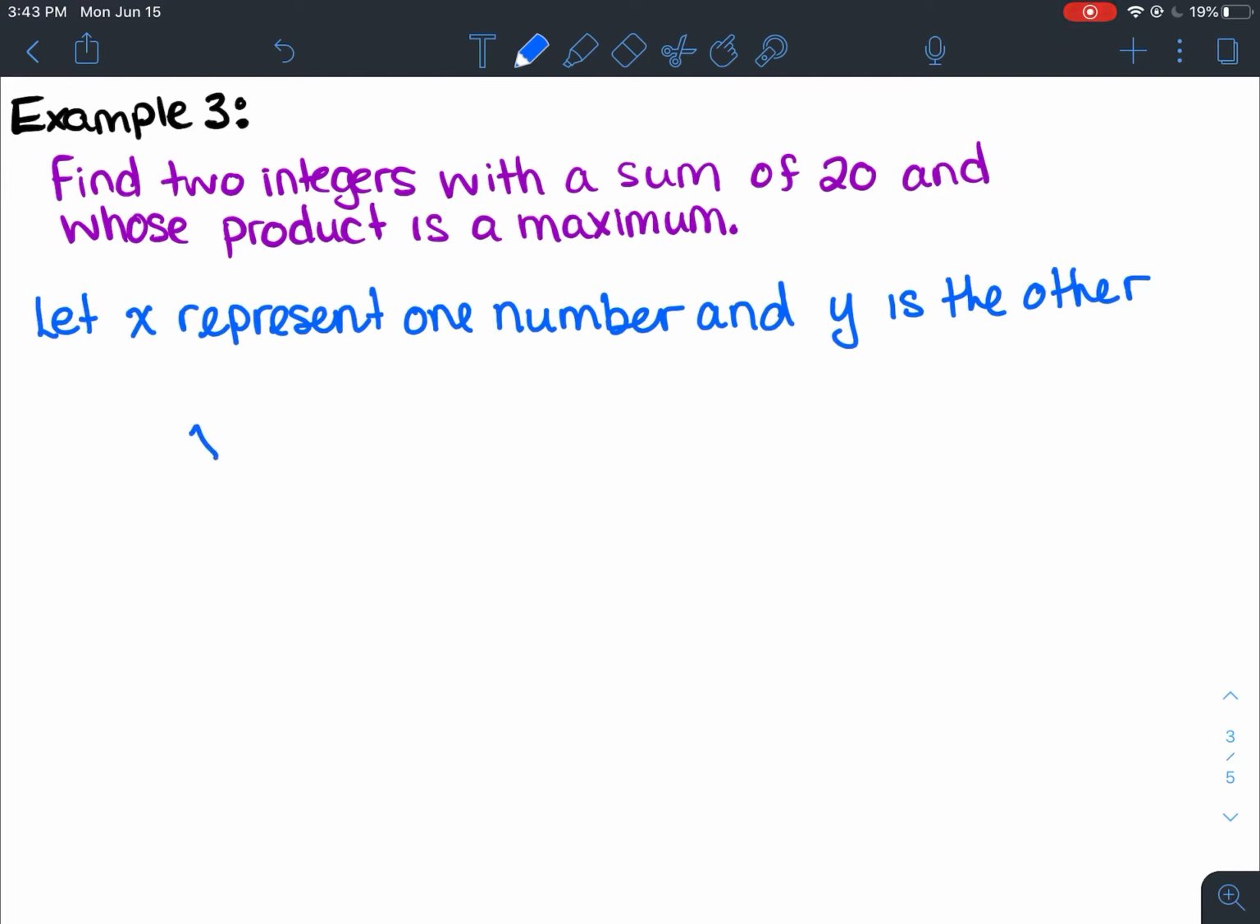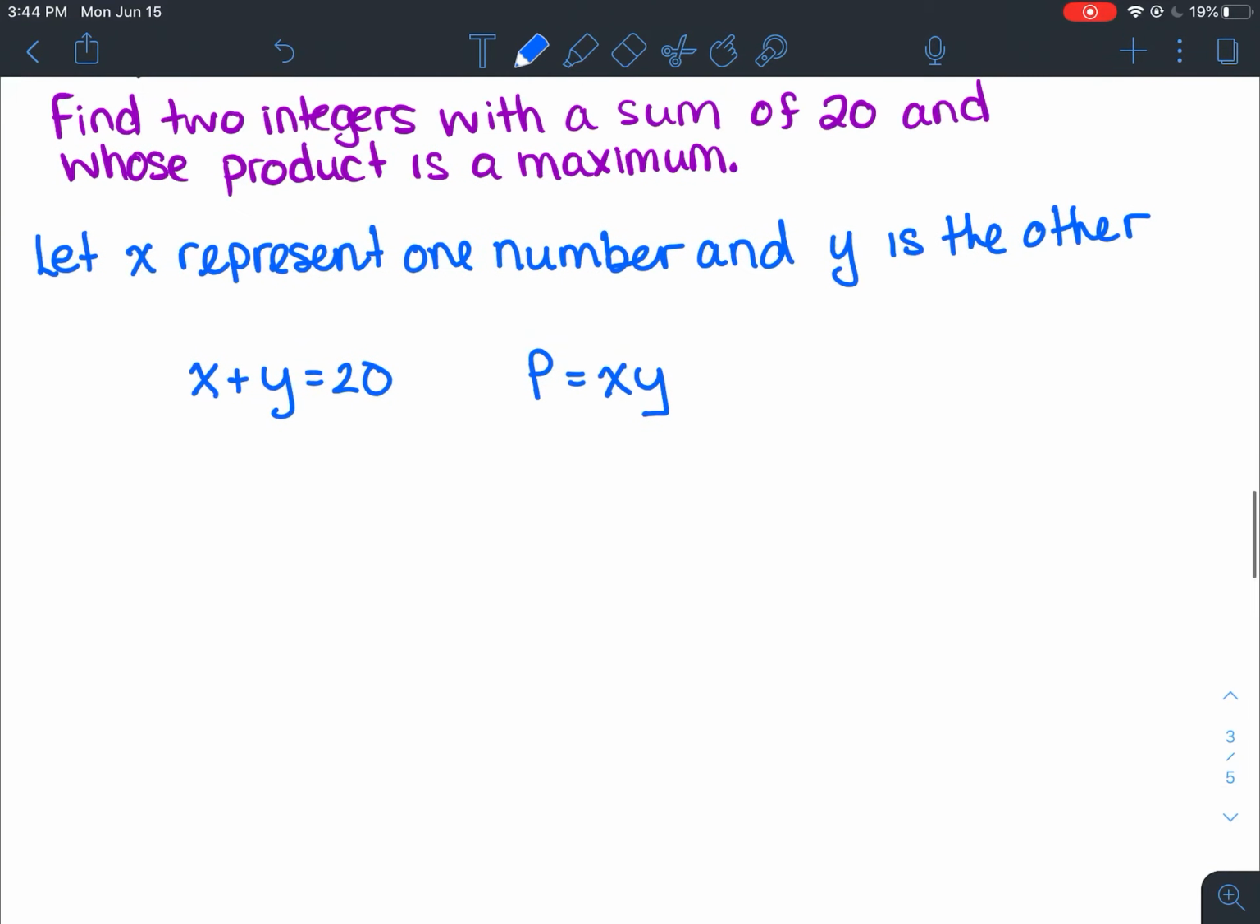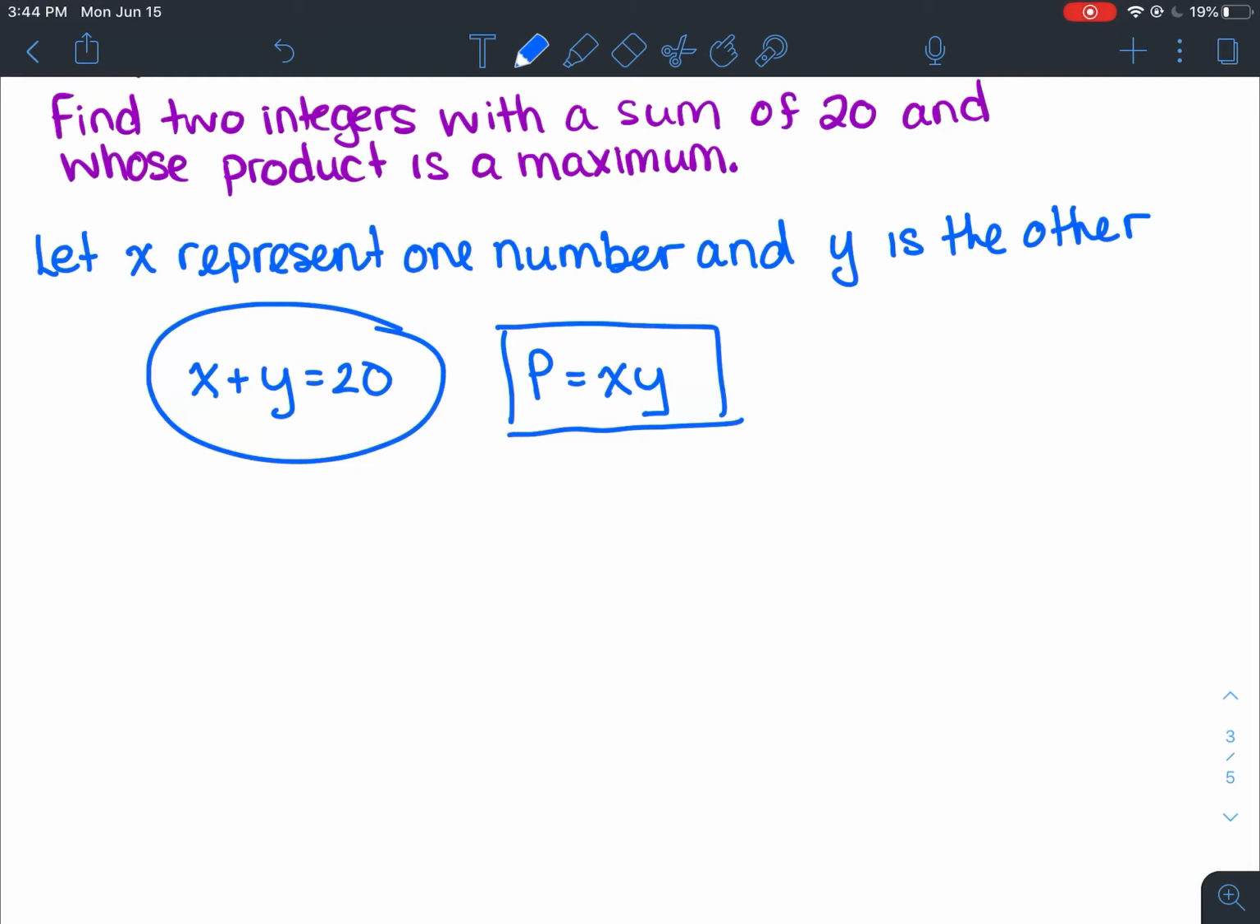Okay, so we have a sum of 20, so x plus y equals 20. And then we want the product of those integers to be a maximum value. So we want x times y to be a maximum, or maybe I'll put a p for product. So those are two equations. We're going to work with this one because that's what we're trying to maximize. But again, I don't want to work with two variables, so let's isolate one of these. Say I isolated y, then I have 20 minus x, and then I just sub that in for y.